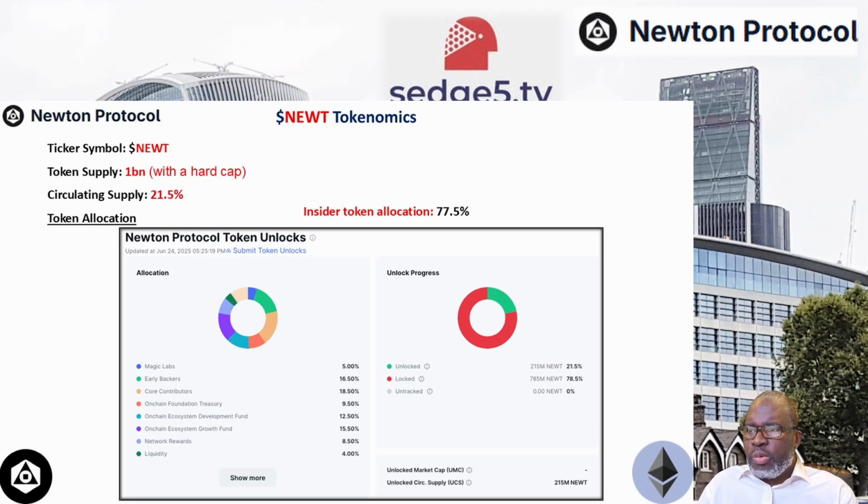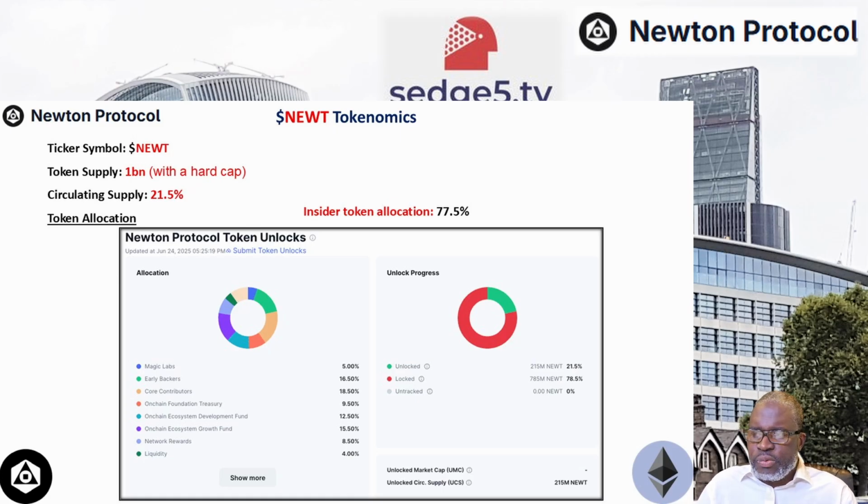This is just the team splitting things for the sake of splitting, if you ask me. We also have network rewards 8.5%, liquidity 4%, and the initial airdrop, like we highlighted at the top of the video, 10% allocated to early participants within the NEWT protocol ecosystem. So according to our own analysis of this information, NEWT protocol allocated 77.5% to project insiders or those closely connected to the project developers, which is equivalent to 775 million NEWT tokens.